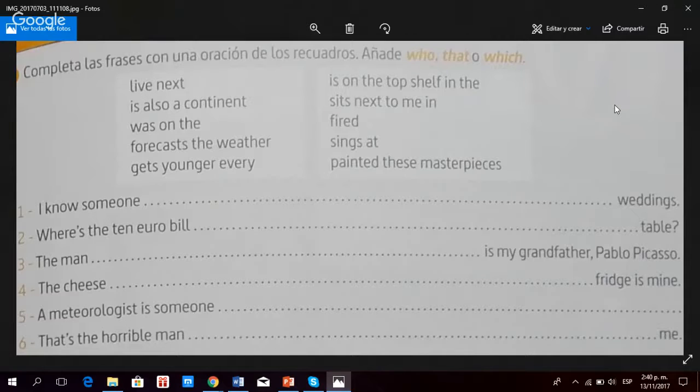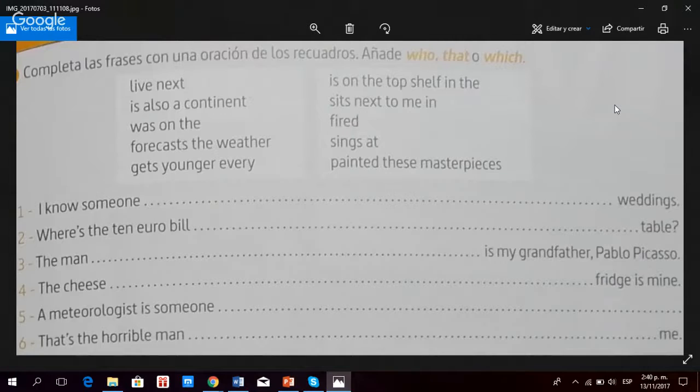Where's the 10 euro bill? No, I'm not sure. Where's the 10 euro bill that was on the table? What did you say? That was on the table? Okay, I get it. Where's the 10 euro bill that was on the table? Okay.